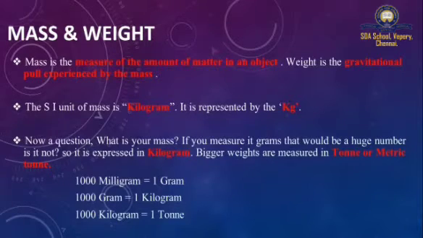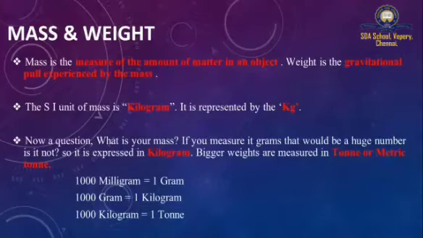Now here are a few formulas. 1 gram is equal to 1000 milligrams, 1 kilogram is represented by 1000 grams, and 1 ton is equal to 1000 kilograms. So you must know these values. It would be useful for conversion of values.